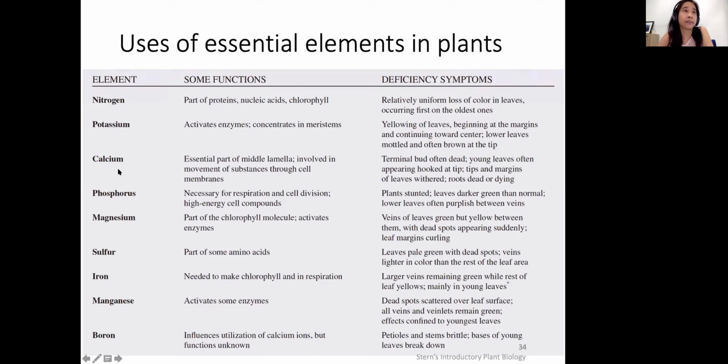Calcium is part of the middle lamella. Middle lamella is the substance that can act as a glue for two cell walls to connect to each other, to glue together, and it's involved in movements of substances through the cell membrane. Phosphorus is necessary for respiration, cell division, and high energy cell compounds.